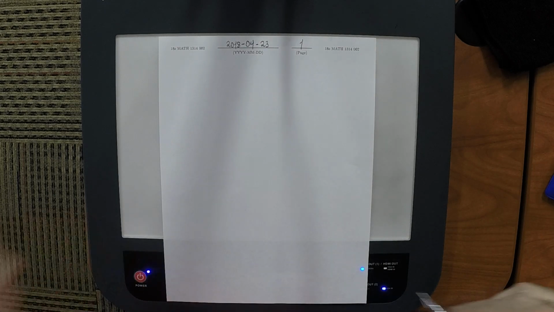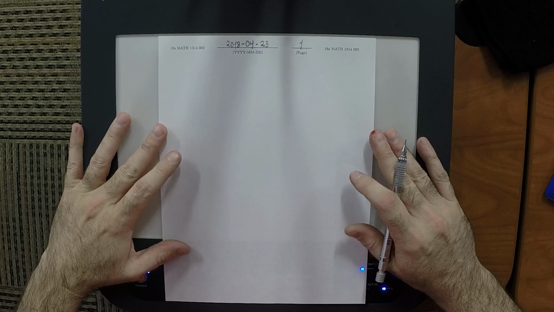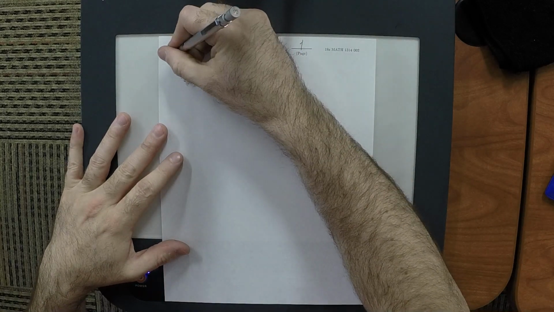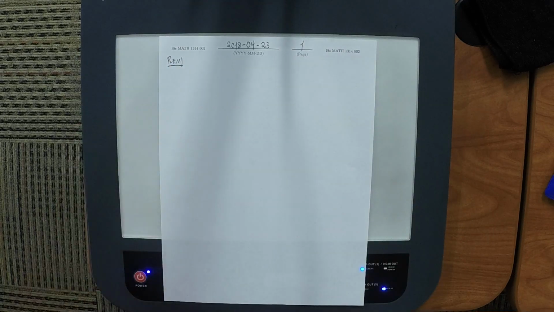Okay, so how is everyone today? Good, I hope. Okay, so last time we were talking about function composition, and we're still talking about that.